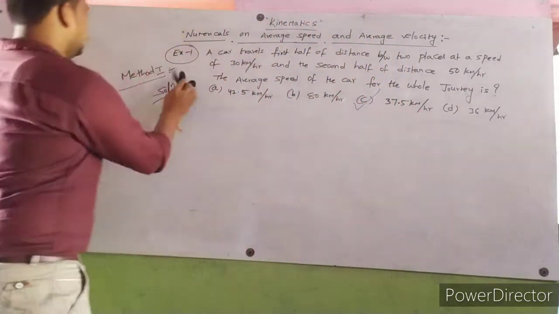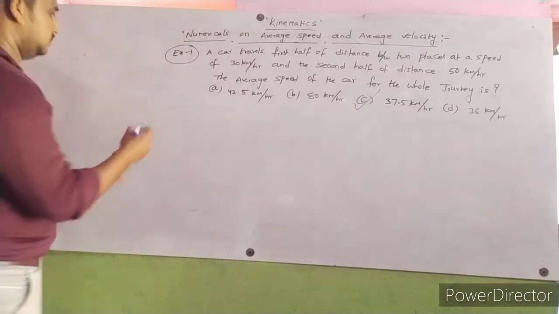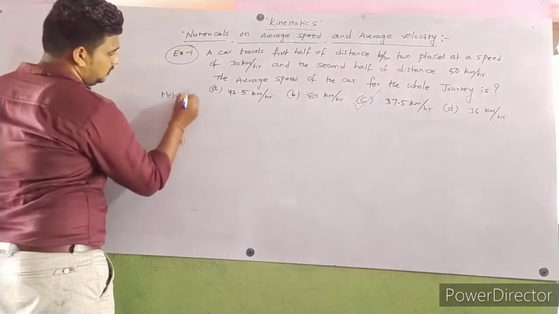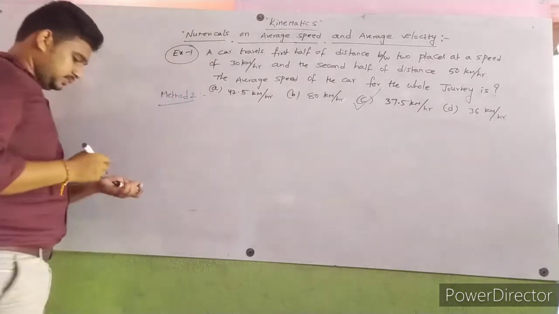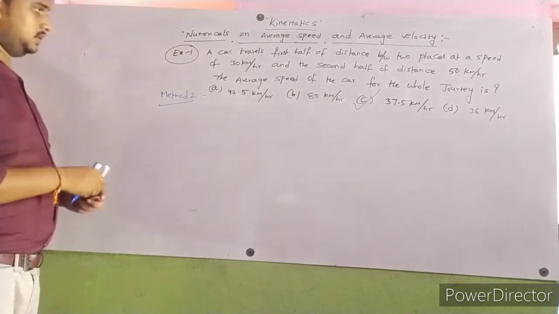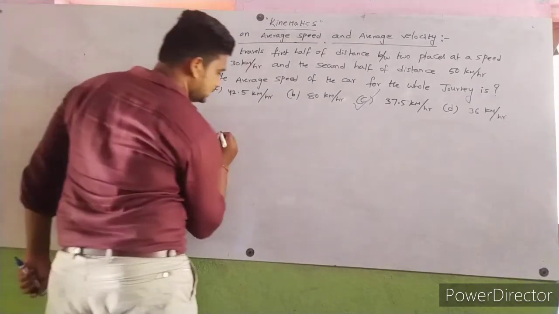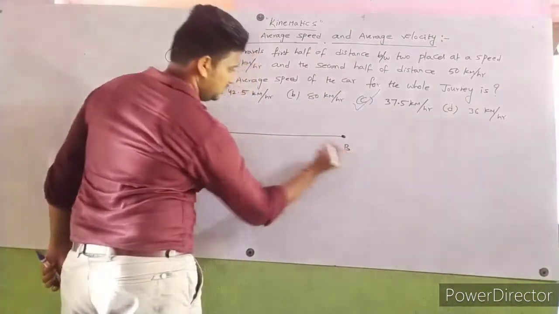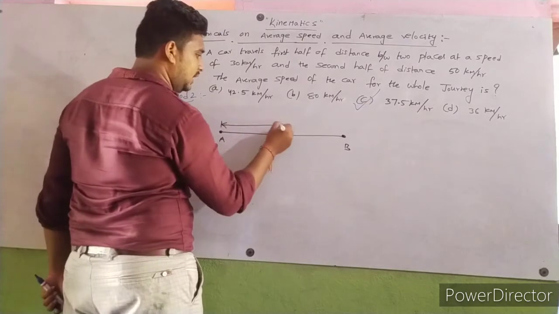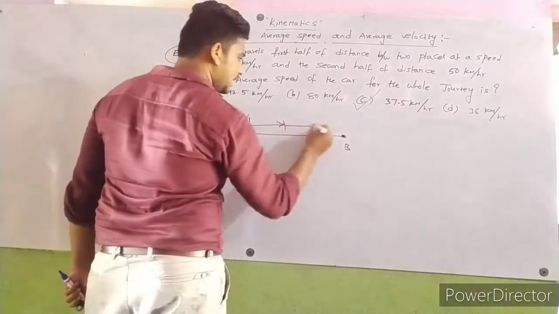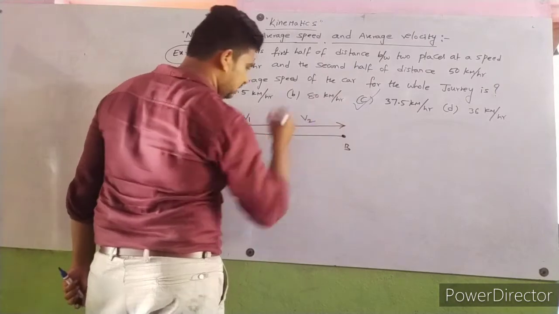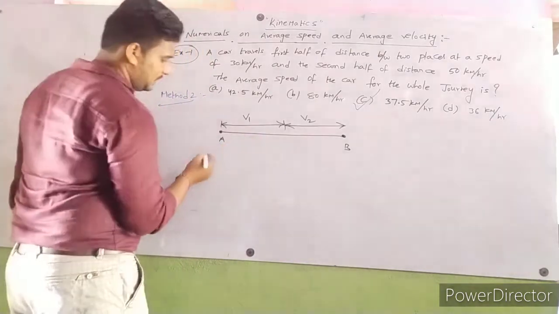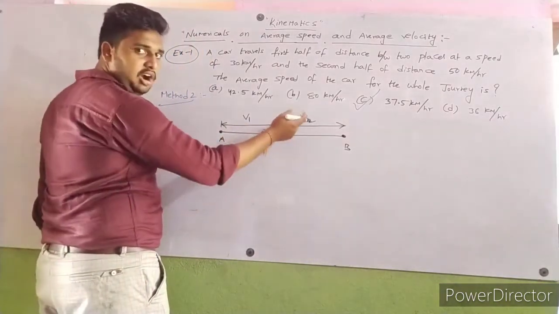So method 2. How can we solve this question in a single step? If a problem is given like this, from A to B, half of the distance is covered at one velocity and the other half of the distance is covered at another velocity, then the average speed is found as follows: half of the distance is covered in V1 and the other half of the distance is covered in V2.